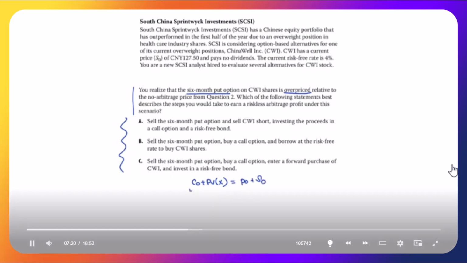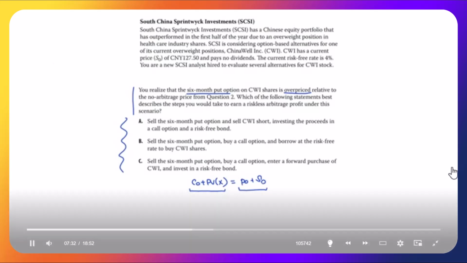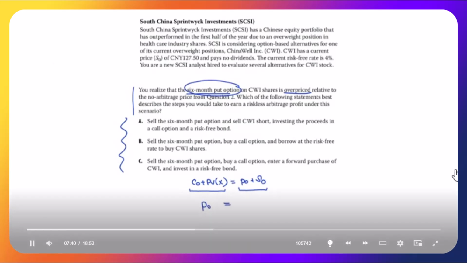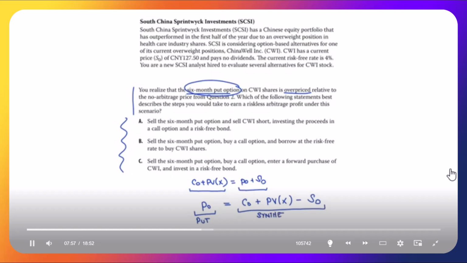What's this telling us? The cost of this side is the same as the cost of this side. How do we know that? Because these two positions always pay off the same. If they pay off the same, they must cost the same. Rearranging, let's isolate the 6-month put, which is overpriced. So P0. How do we isolate? Let's knock off S0 from both sides. That would leave P0 on its own, equal to C0 plus PVX minus S0. Here is the actual put. Here is the synthetic put.